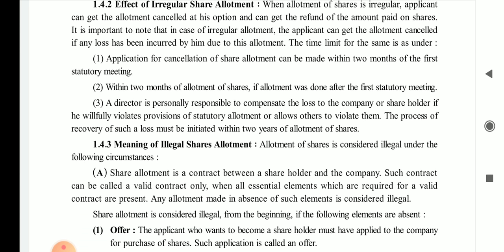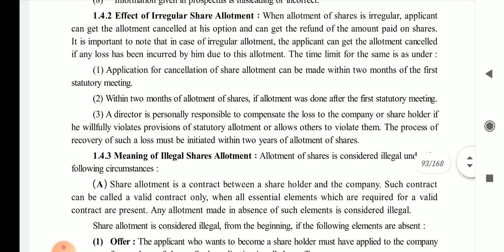Next one is within 2 months of the allotment of the share, if allotment was done after the first statutory meeting. Say for example, I conducted my first statutory meeting 1 month ago, but I make an allotment today. At that time, from today's date, within 2 months, the applicants who doubt that the allotment is irregular can apply for the same.